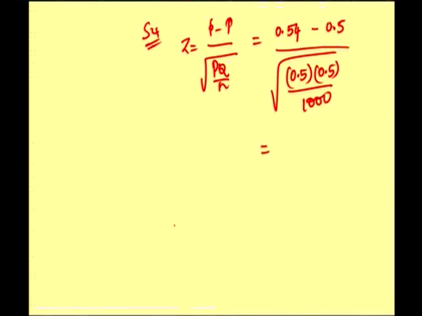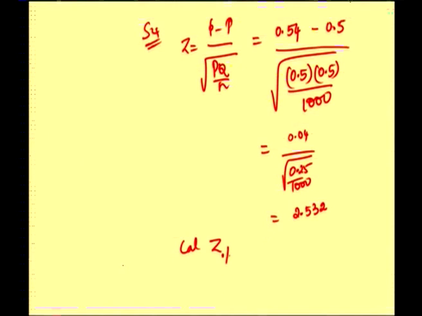And this answer comes to be equal to 0.04 divided by root of 0.25 by 1000, and the value is 2.532. Therefore, calculated Z at 1% is equal to 2.532.